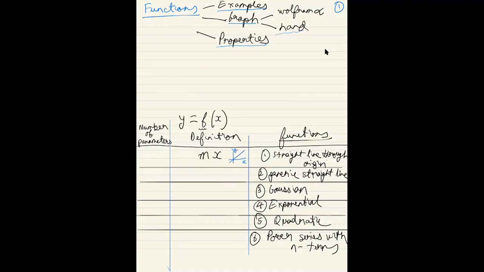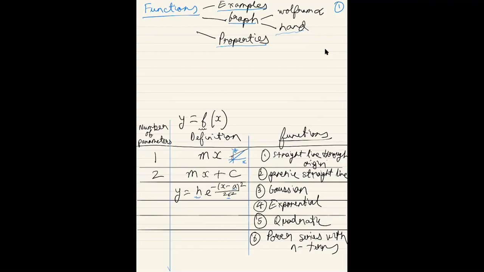A generic straight line needs two parameters. It will be mx plus c, because you also need to specify the intercept of this line in this plot over here. So this had one parameter, this had two parameters. A Gaussian in the most generic case would be given by h multiplied by e to the power minus (x minus some center a) whole square by 2 sigma square. So over here you can see that's 2 sigma to the power 2. You have a parameter h, you have a parameter sigma, and you have a parameter a. So you have a total of 3 parameters.